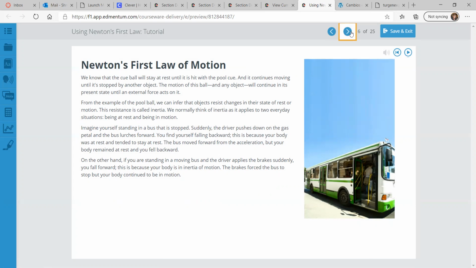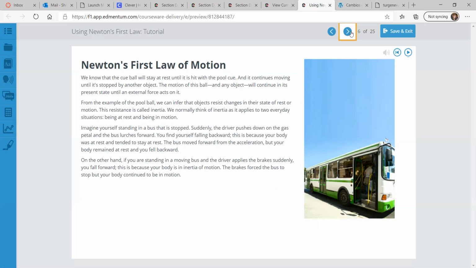So from the pool ball example, you can infer objects resist change in their state of rest or motion. And that resistance is called inertia. We normally think of inertia as it applies to two everyday situations, being at rest and being in motion.